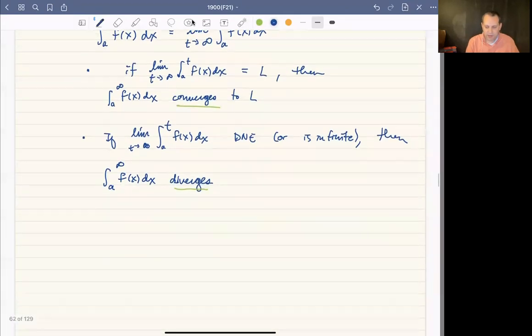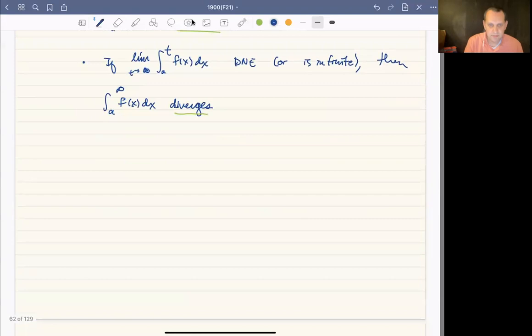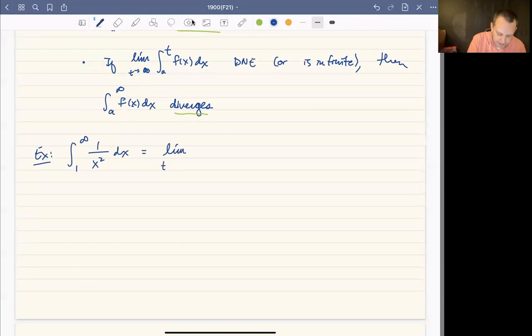And I think the best way to do this is just with examples. Let's think about some examples here. Let's look at the integral from 1 to infinity of 1 over x squared dx. This is going to be the limit as t goes to infinity of the integral from 1 to t of 1 over x squared dx. This we can evaluate, no problem. This is actually a Calc 1 integral. And so we get the limit as t goes to infinity. The antiderivative of 1 over x squared is negative 1 over x.